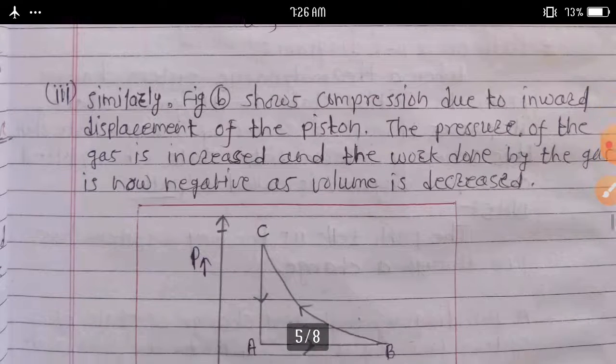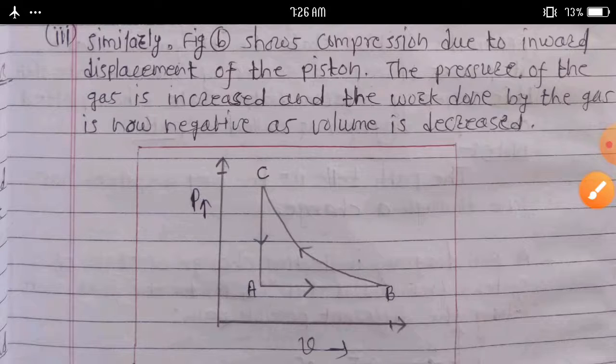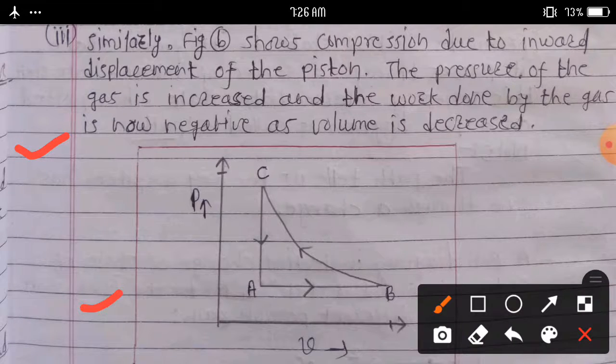Next one. Similarly, the second figure shows compression due to inward displacement of the piston. The pressure of the gas is increased and the work done by the gas is now negative as volume decreases. See this diagram. Here the pressure of the gas increases and the work done by the gas is negative as volume decreases. Okay. Question asked on this topic: draw a PV diagram and explain the concept of positive and negative work. Give one example of each.